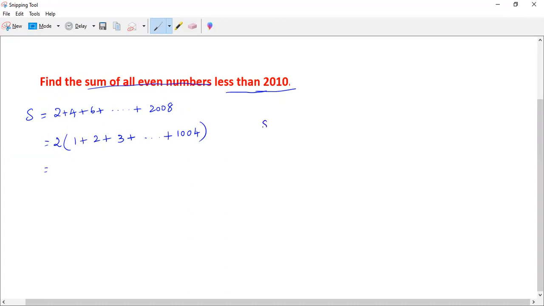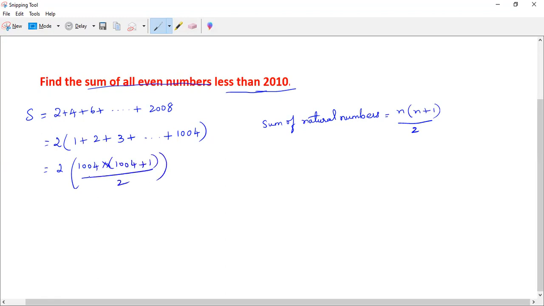We know that the sum of natural numbers, that is consecutive natural numbers, is given as n into n plus 1 by 2. So I have here 1004 terms. I will write 1004 multiplied by 1004 plus 1 by 2. The 2 and 2 will get cancelled. I have 1004 into 1004 plus 1.